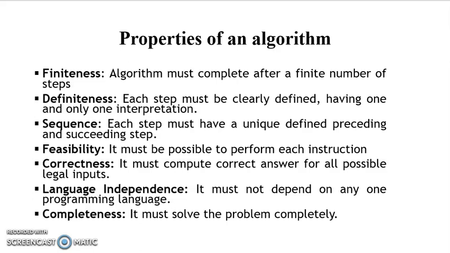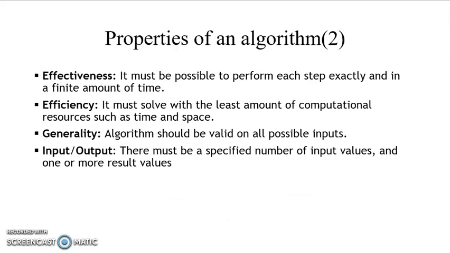The other property of an algorithm is completeness. As you already know, the algorithm that we have been developing for a problem must solve the problem completely, unless that was not a correct algorithm. Then the other properties of an algorithm are this one.